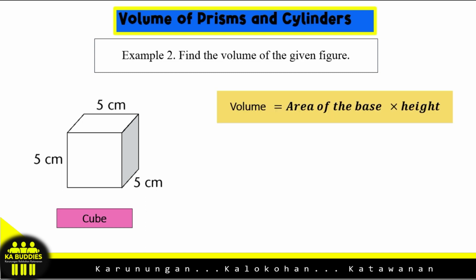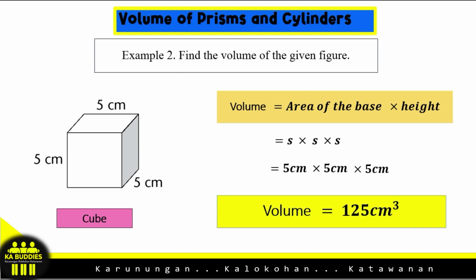So let's have the formula for the volume. Volume is equals to area of the base times height. So what is our base in this figure? Very good. Our base is a square. Therefore, the area on finding the square is s times s or s squared and then times the height. Since all sides are equal, we write here times side. So we have s times s times s or s cubed. Let us substitute the given value. We will get 5 times 5 times 5. The answer will be 125 centimeter cube or 125 cubic centimeter.